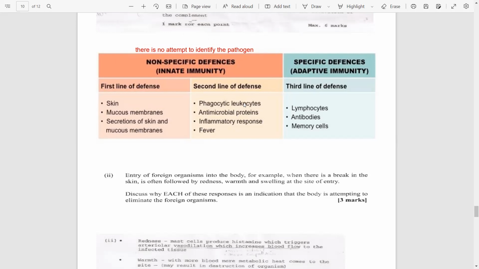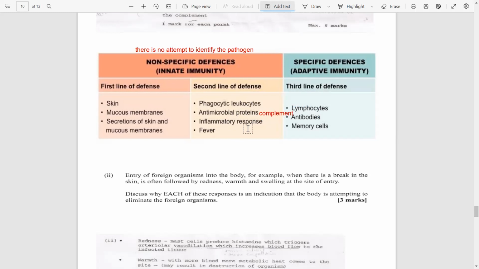The second line of defense would be to use your phagocytes to see if you can phagocytose it. And you also have your complement proteins. That's what they mean by the antimicrobial protein. That's the complement system they're talking about. And you will also use an inflammatory response, which we'll talk about a little bit later. I should have actually included something about it.